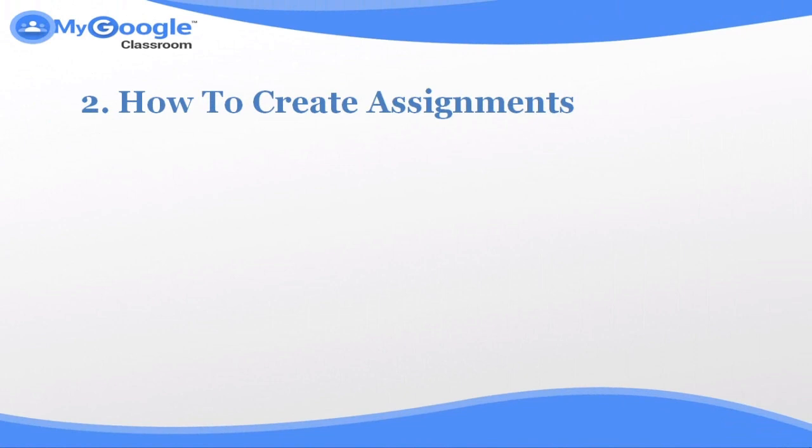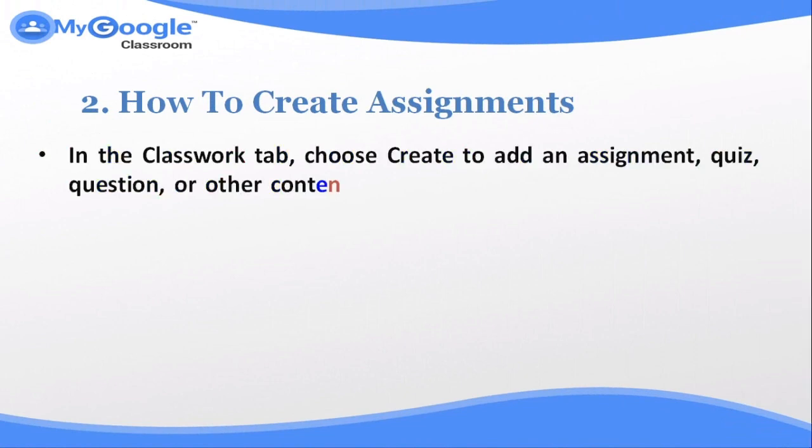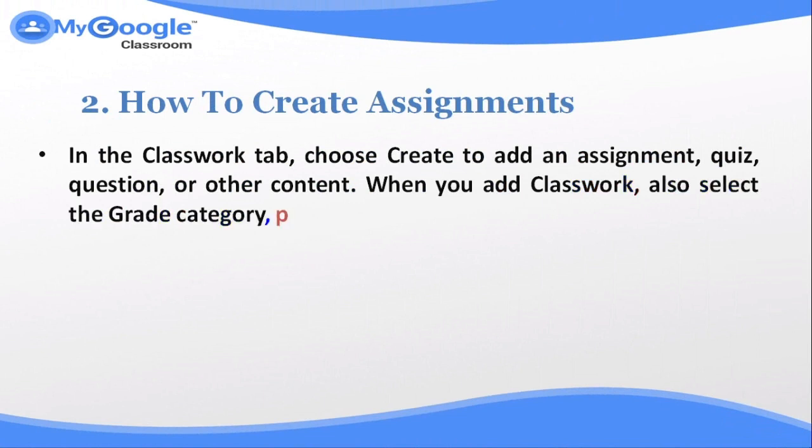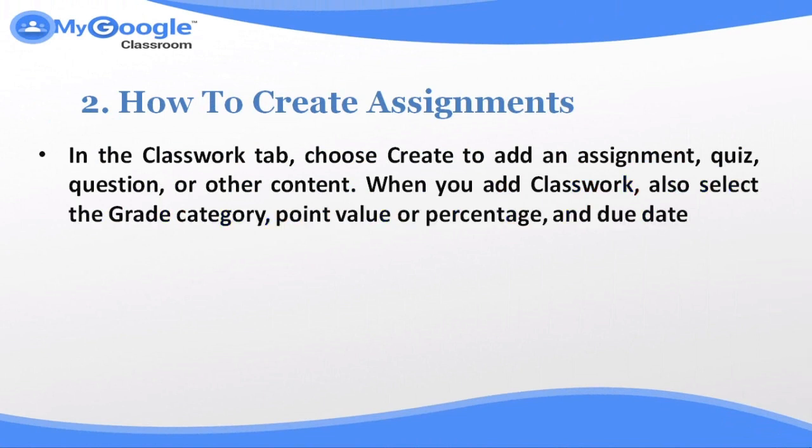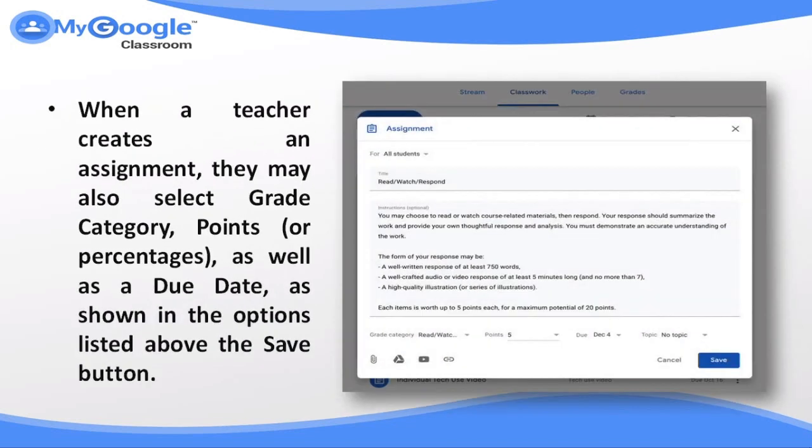Number 2. How to create assignments. In the Classroom tab, choose Create to add an assignment, quiz, question, or other content. When you add classwork, also select a grade category, point value or percentage, and due date. When a teacher creates an assignment, they may also select grade category, points, or percentages, as well as a due date, as shown in the options listed above the Save button.